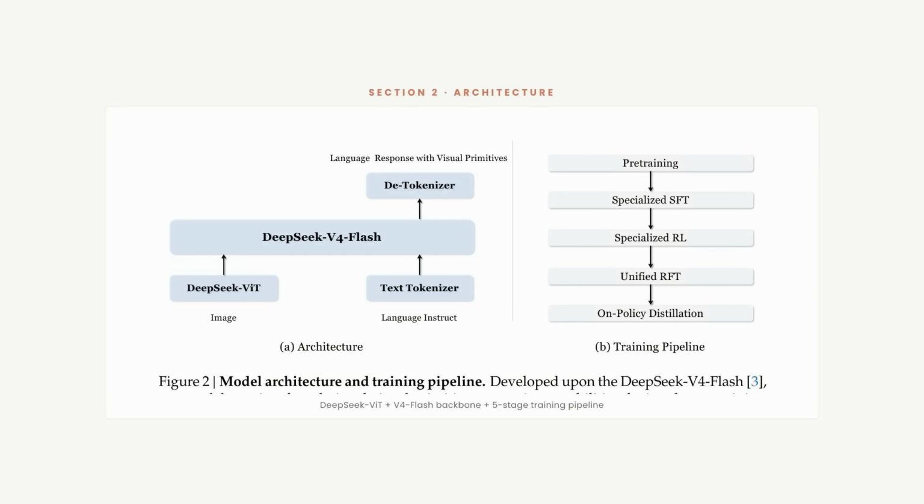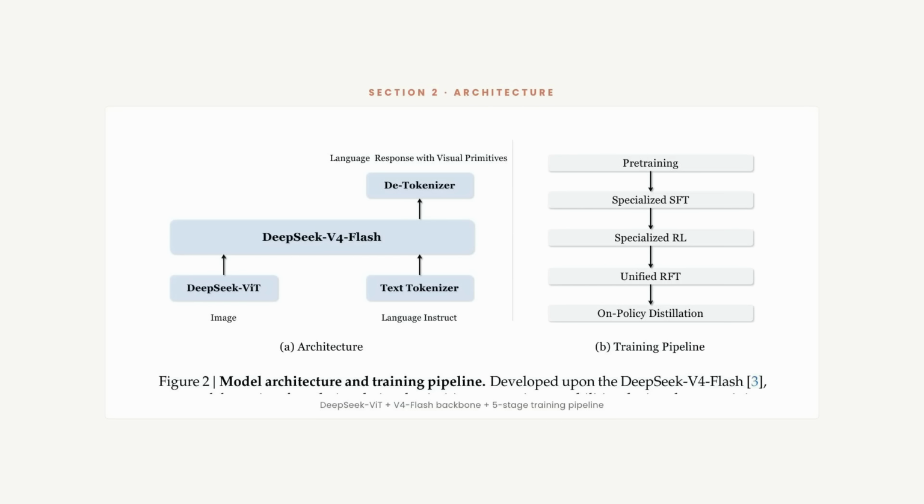All right, so let's look at how the model is built, because the efficiency angle is genuinely impressive, as with other DeepSeek models. The base architecture is pretty standard. Image goes into a vision transformer, text goes into a tokenizer, both feed into a large language model. And there is a detokenizer on the output side. The interesting part is the choices they made.